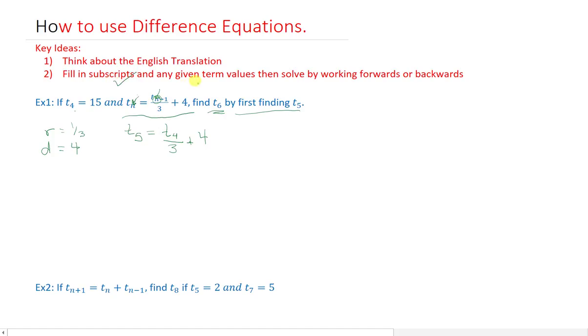Then I fill in any given term values. Do I know what T5 is? Well, no, that's what I'm looking for. Do I know what T4 is? Absolutely, it's sitting right there. T4 has the value 15. So T5 is 15 over 3 plus 4. That means T5 is 5 plus 4, or T5 is 9. Okay?